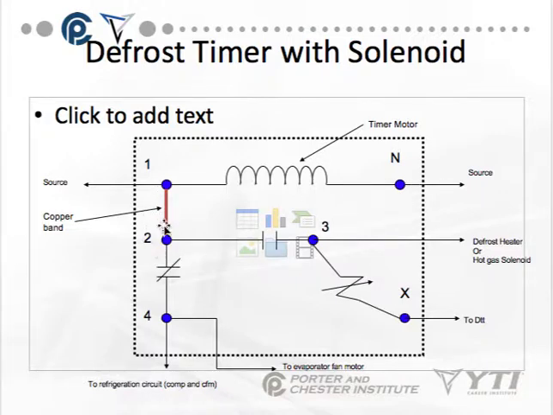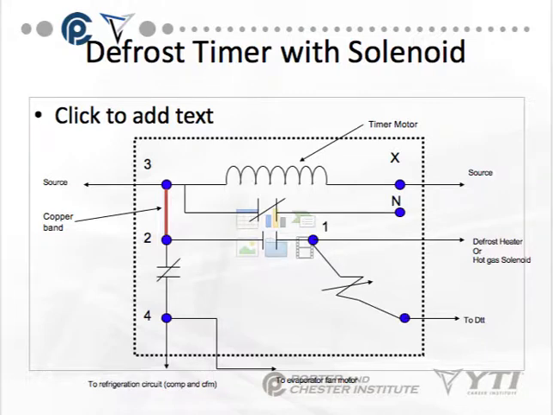Okay, there's a copper band installed between pins 1 and 2. Pin 3 goes to our defrost heater or hot gas solenoid. That's my normally open. And pin 4 goes to my refrigeration and evaporator fan motor circuit. That's my normally closed. So that is one type of defrost timer, and again, it's a defrost timer with a solenoid.